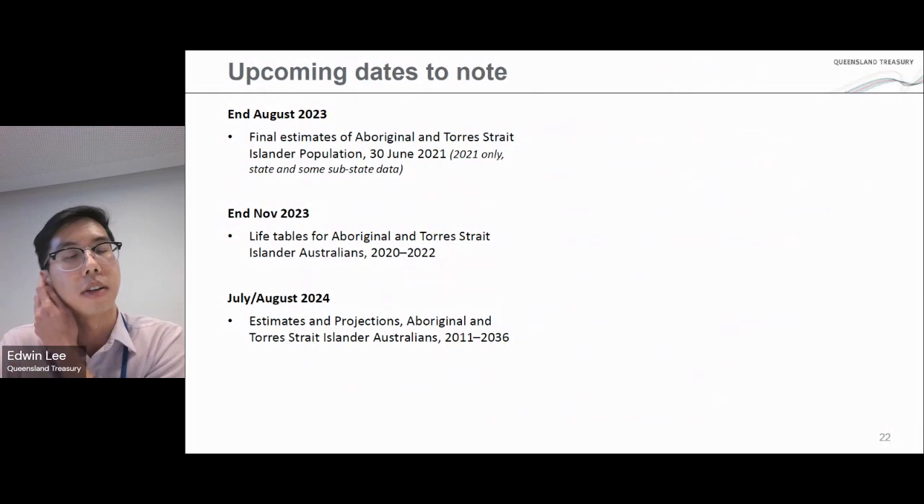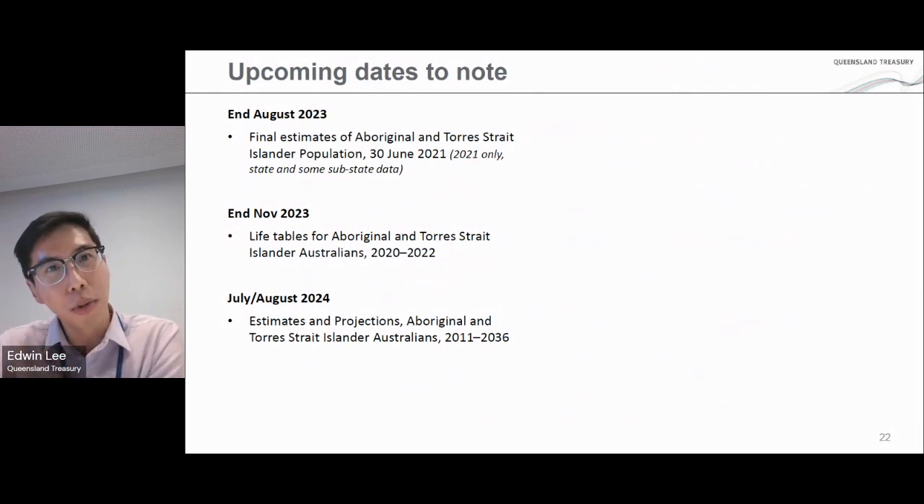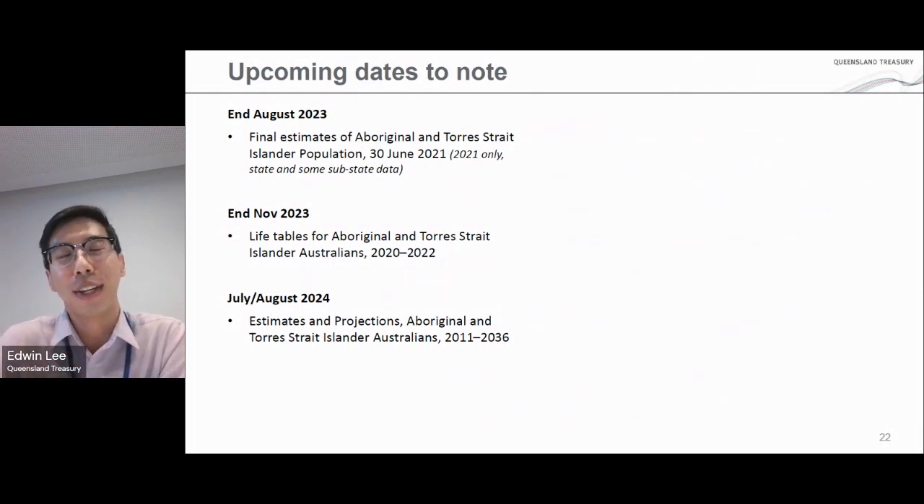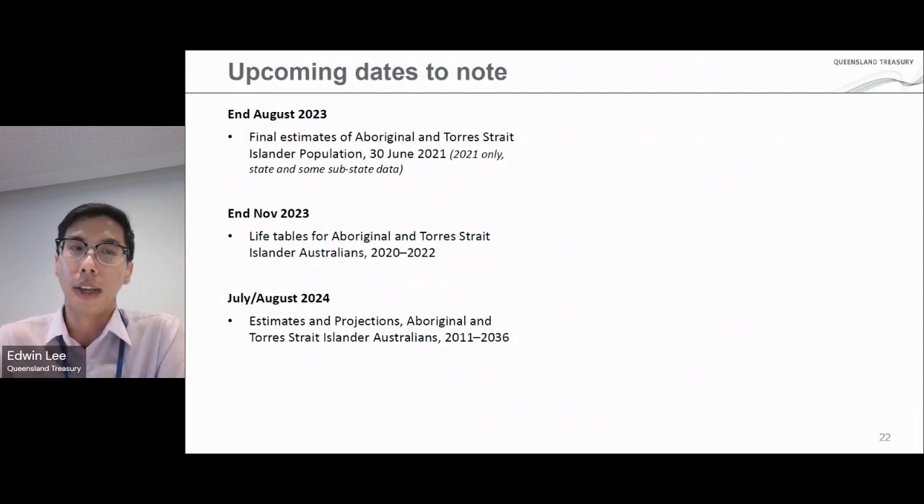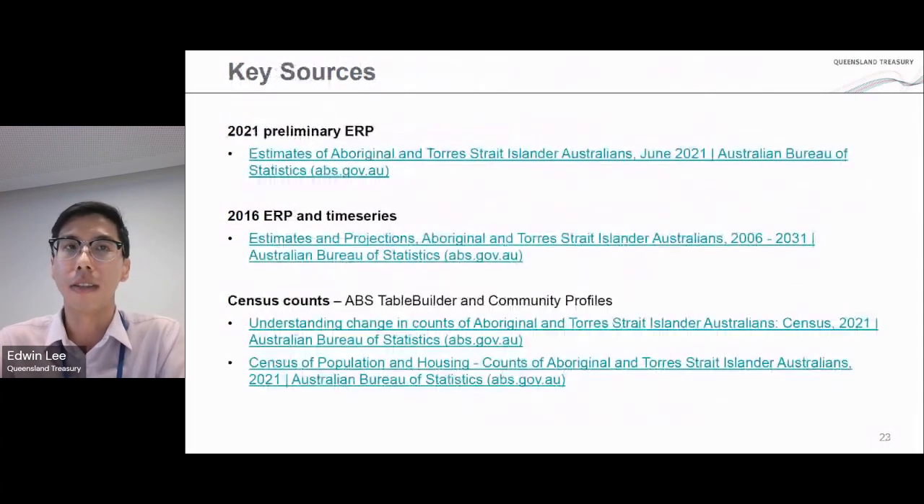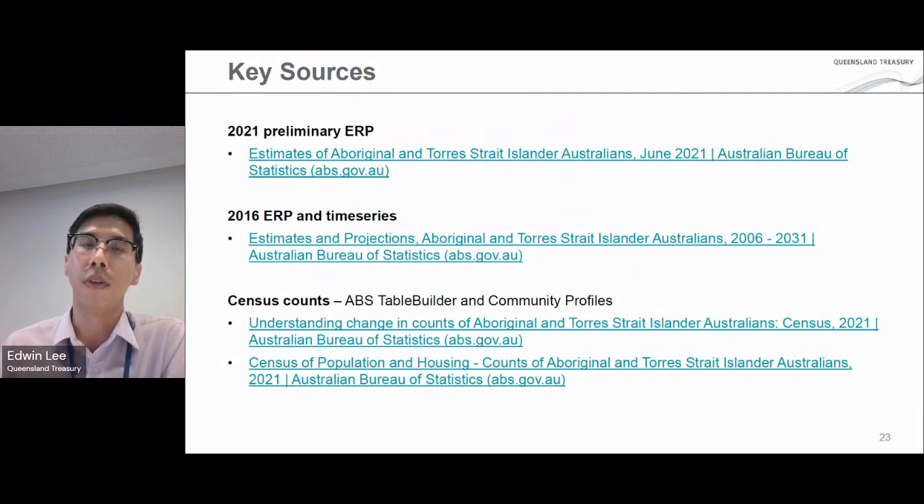We also have a list of key dates for upcoming releases in this space. We expect to see the final estimate of the 2021 Aboriginal and Torres Strait Islander population based on the 2021 census around August this year. And in November, we should hopefully see the live tables for the Aboriginal and Torres Strait Islander population, which will be a key input to their estimates and projections, which we expect to come up around the third quarter of next year. And lastly, we've just got a slide of key sources of data that were used to inform this presentation, mainly from the ABS.